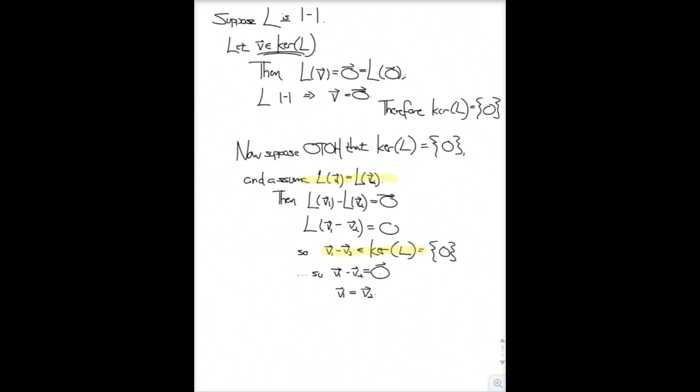That is, let's summarize. We've shown, under the assumption that L of v1 is equal to L of v2, it follows that v1 is equal to v2. But that's precisely the definition of L being 1 to 1. So it seems that if the kernel of L is trivial, then L must be 1 to 1. And so these two facts are essentially the same property of a linear map. If L is 1 to 1, it has trivial kernel. And if L has trivial kernel, then it must be 1 to 1. That's a theorem, and we'll write it here.